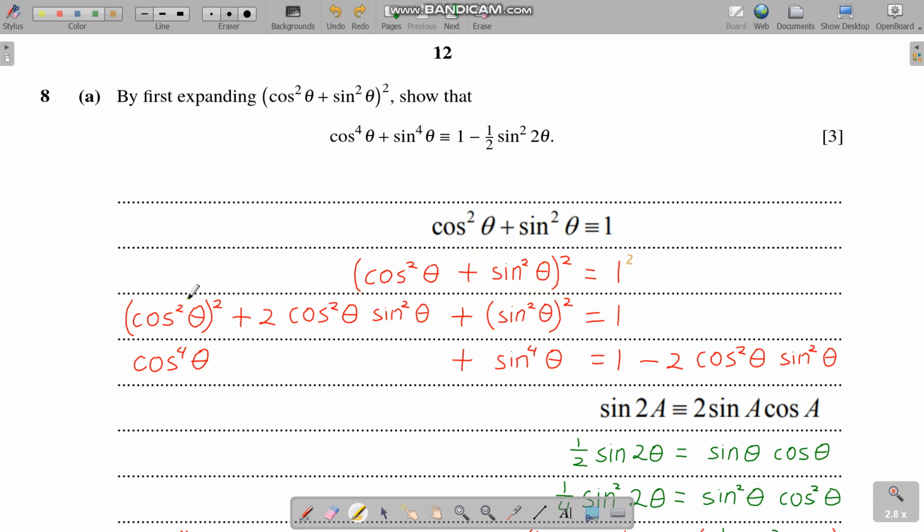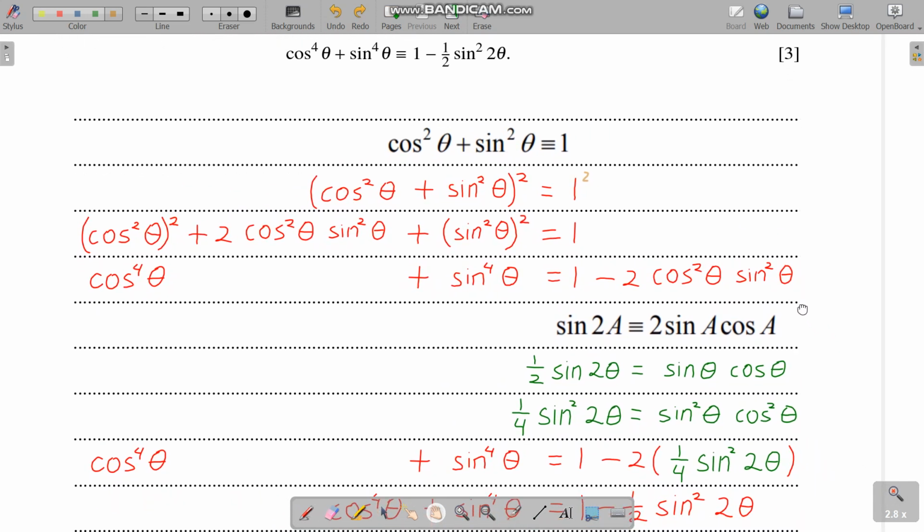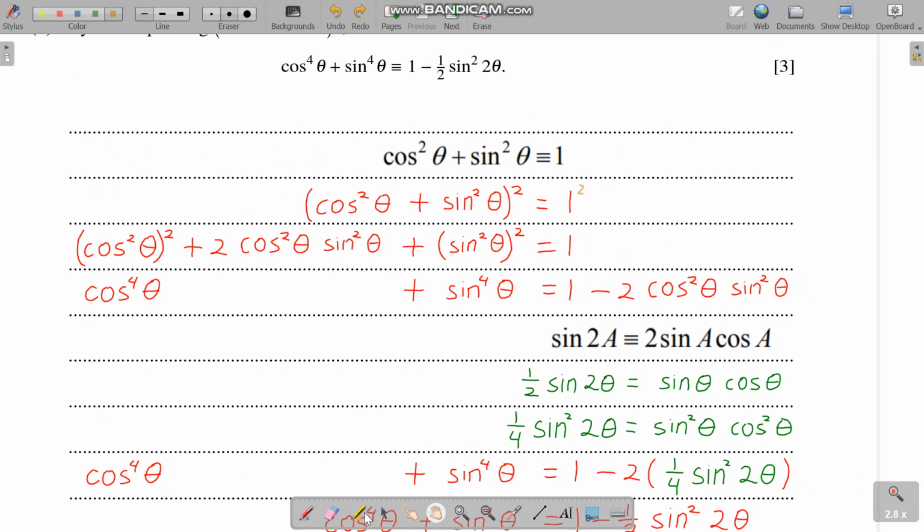So simplify a little, we have cos squared squared, so it is going to be cos to the 4th power. Same thing here, sine to the 4th power. We subtract both sides by this term, so we move it to the right, and then we use the sine double angle rule in MF19. So because we need to use sine 2 theta here, you see the goal.